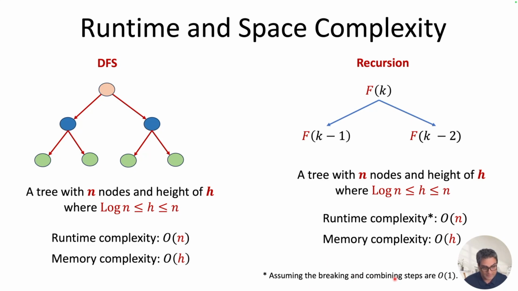However, if these two steps take more time than O of 1, you can't simply say the runtime complexity is equivalent to DFS because you're doing more work. We saw some examples of that, for example, merge sort and quicksort. For most simple recursive functions, this holds, and the recursion tree should give you a lot of insight, not only for solving the problem, but also for finding its runtime complexity or memory complexity.